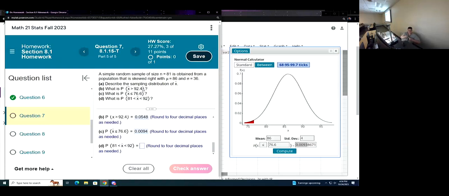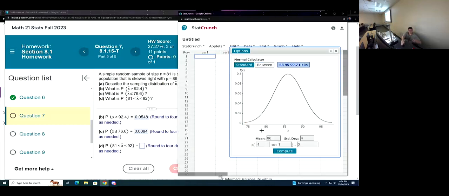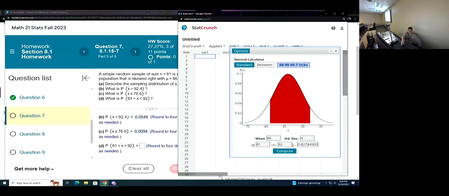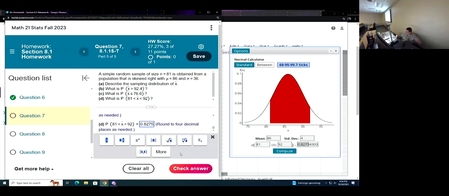And this one's a between. So we got to come over here and click on between. Do 81 and 92. And the 4 decimal places, I finally don't need to round. 0.8275.